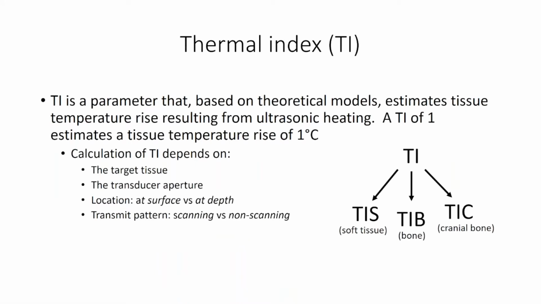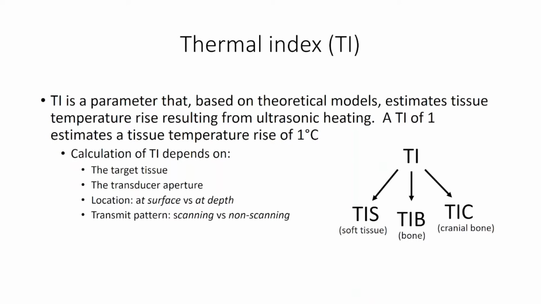Thermal index is a parameter based on theoretical models. It estimates tissue temperature rise resulting from ultrasonic heating. A TI of 1 estimates a tissue temperature rise of 1 degree C in the tissue model. It's important to point out this is a model estimate. It is not necessarily directly related to the actual temperature rises that you'll see in a clinical situation.